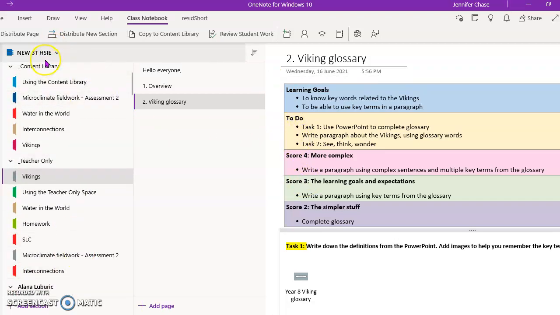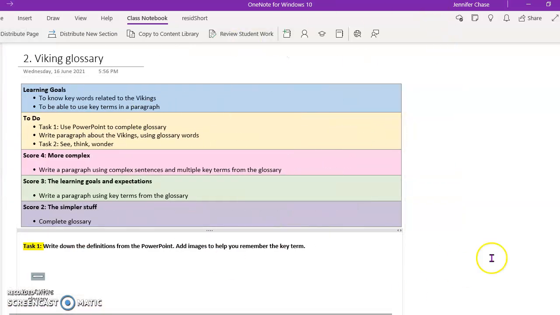Okay, obviously if you're in 8E, you go into 8E. Number two, Viking glossary. If you don't do this normally in lessons, I highly recommend once you're in it, click on this over here so that you can have the whole screen. Okay, so today we are going to know keywords related to the Vikings, and then you're going to have a go using some of those words to write a paragraph to show that you've understood them.